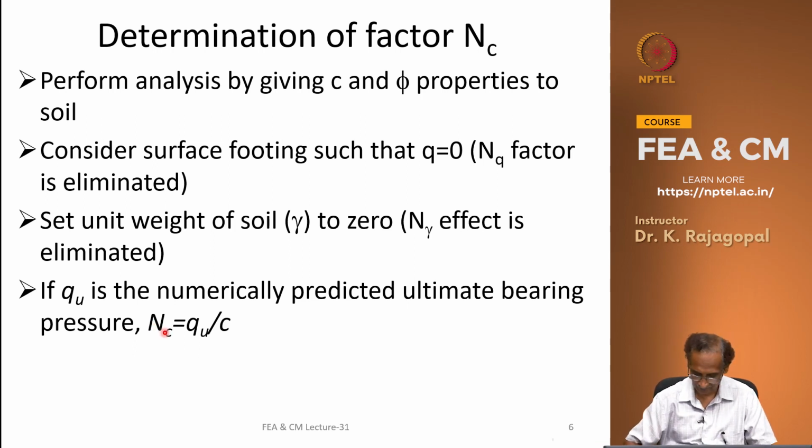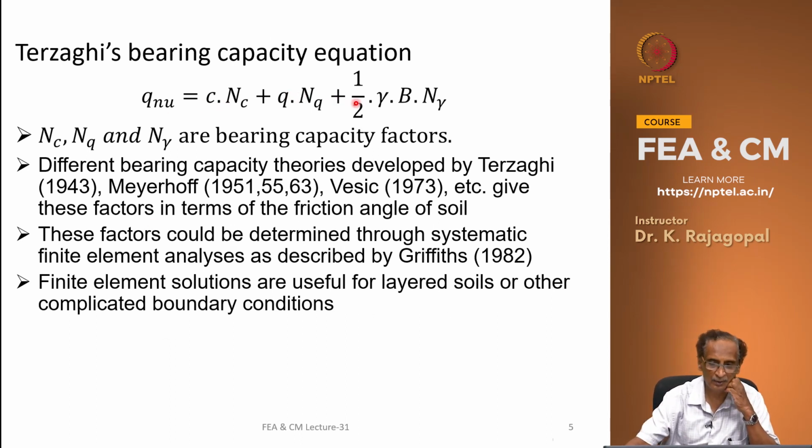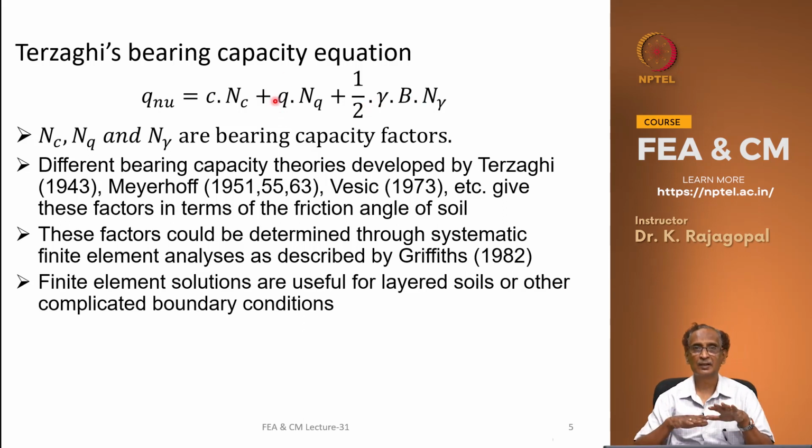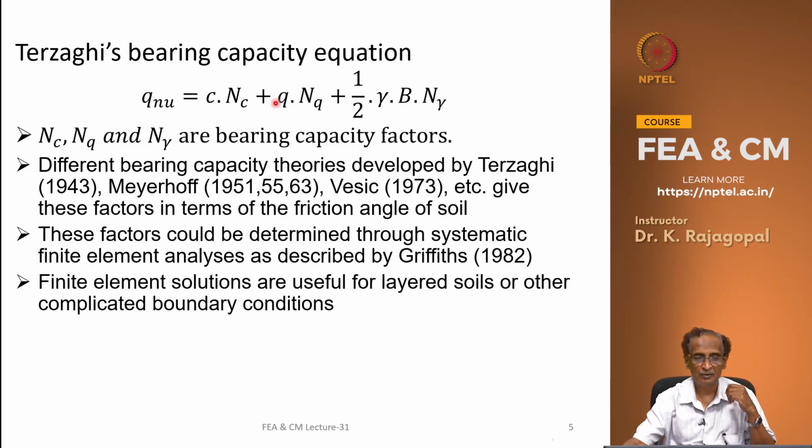Just to highlight, if you see this equation, cNc plus qNq plus 1/2 gamma B N gamma, the q is the overburden pressure at the footing level, that is gamma Df or gamma prime Df. If you take the footing at the surface, your q is 0, and if you give N gamma of 0, then the N gamma effect is not there, and your bearing capacity is only because of this cNc.